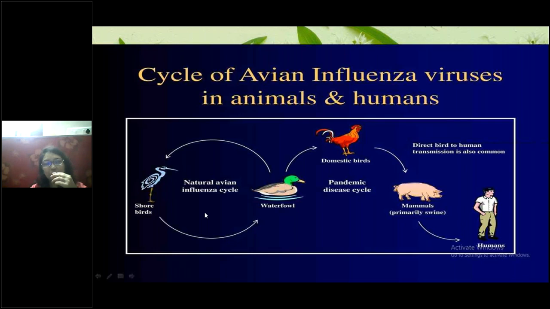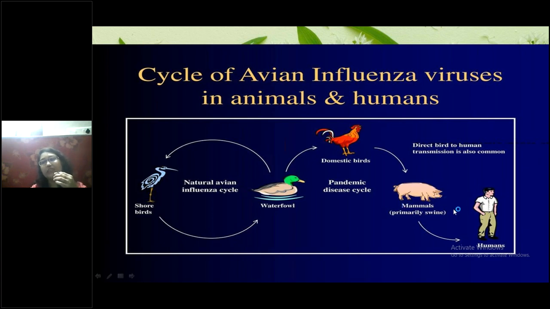And as you may remember, avian influenza basically is there in different birds. The birds from Siberia and other birds who stay in colder regions, and the virus is maintained in those lower temperatures, and they have a normal cycle with the waterfowl. So avian influenza has a normal influenza cycle, but somehow it may be carried on to domestic birds in some cases, and in those cases it may lead to a pandemic disease cycle.